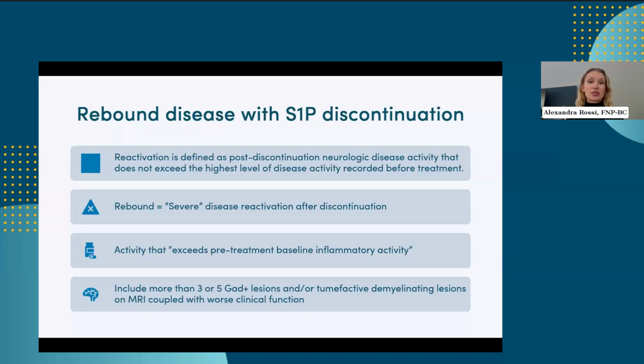Rebound is considered severe disease reactivation after discontinuation, specifically to include 3 or 5 GAD-enhancing lesions and/or tumefactive demyelinating lesions on MRI that must be coupled with worsening clinical function, and an activity that exceeds the pre-treatment baseline inflammatory activity. Again, we're looking for this profound recurrence of disease.